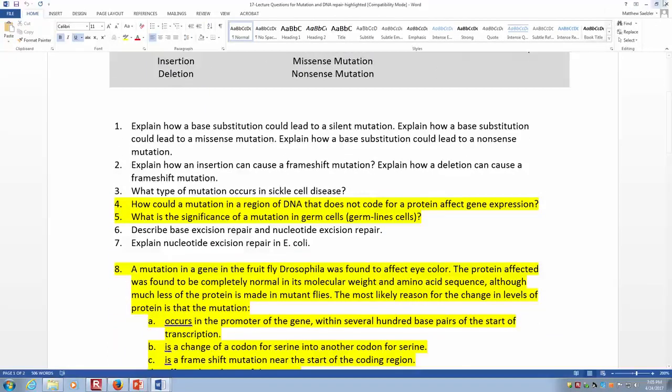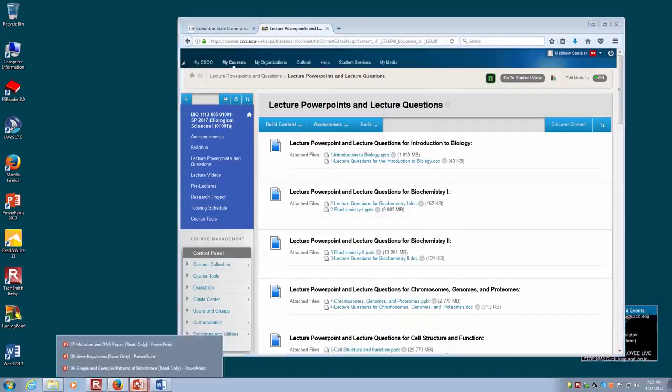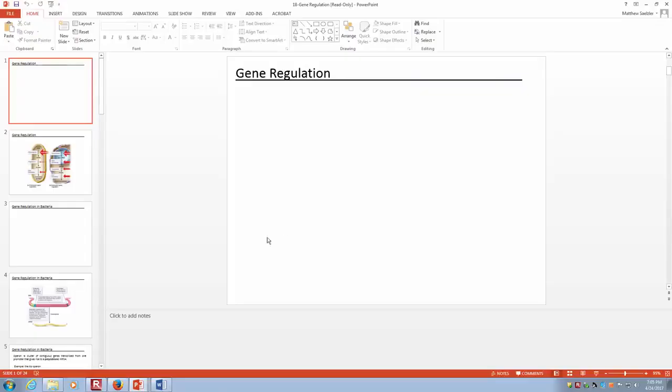Okay, so we're going to move on to a new topic then, which is gene regulation. What we're talking about in gene regulation is how gene expression is regulated. Previous to talking about mutations and DNA repair, we talked about how the process of gene expression takes place. Now we're talking about how a cell regulates that process to either end up producing the protein that the gene codes for or not producing it.